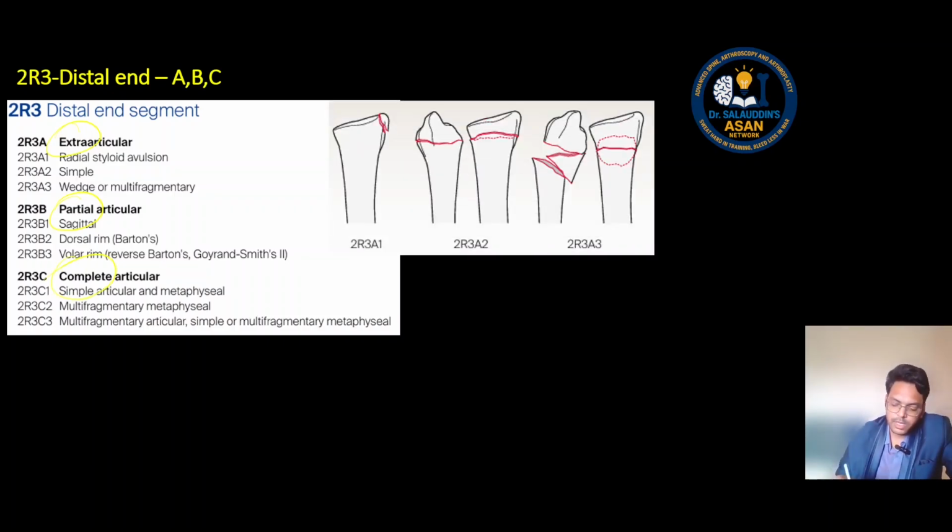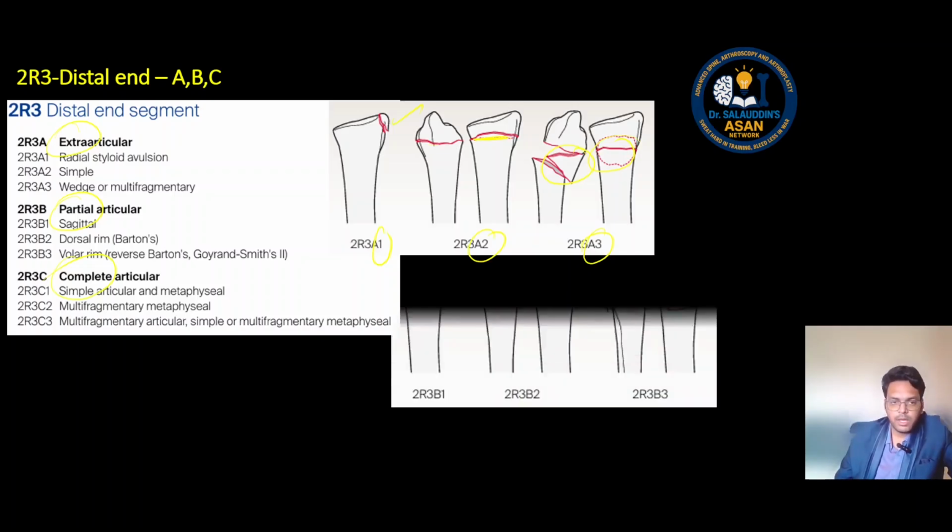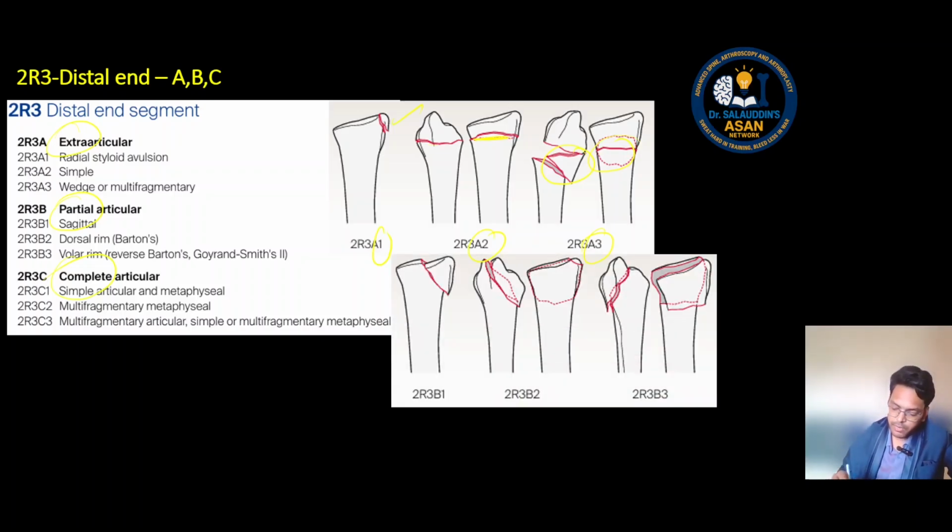So extra articular, first A1 is styloid process, A2 is simple extra articular distal radius fracture, then A3 is wedged or multifragmentary extra articular fracture. Then we have the partial articular fractures where the fracture is in the sagittal plane, that is B1. Then dorsal Barton's, where the dorsal rim of the distal radius is fractured, is B2. Then volar is the B3. Dorsal side fracture is the B2 and volar Barton is the B3.